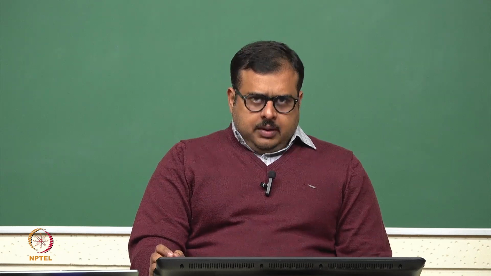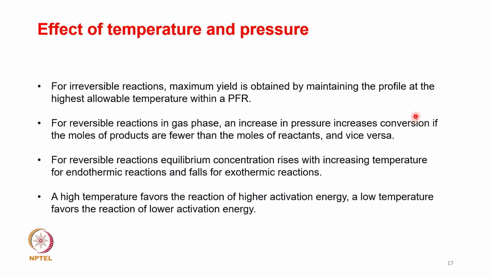And as we have learned before, temperature and pressure are key variables in a reaction. For reversible reactions, the maximum yield is obtained by maintaining the profile at the highest allowable temperature within a PFR. For a reversible reaction in the gas phase, an increase in pressure of course increases the conversion if the moles of the products are fewer than the moles of the reactants, and vice versa.